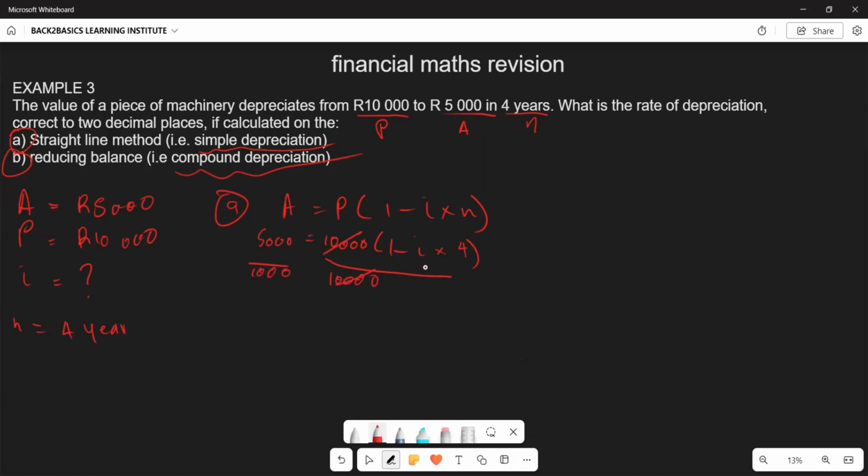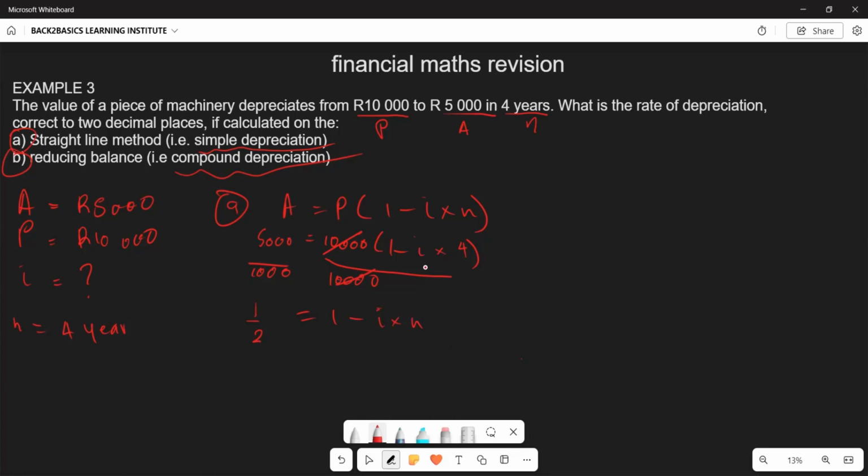Basically, this one and this one are going to cancel each other. So what you are going to be left with is 1 subtract 2. Then on this side, it is going to be 1 subtract I multiplied by N, isn't it so? Because now you've removed the brackets.